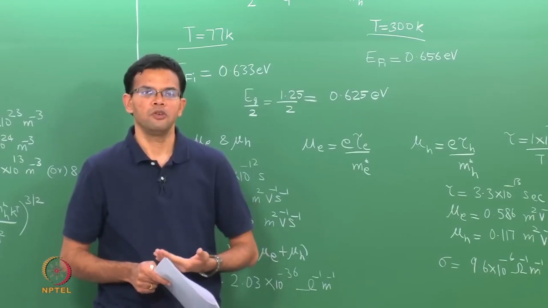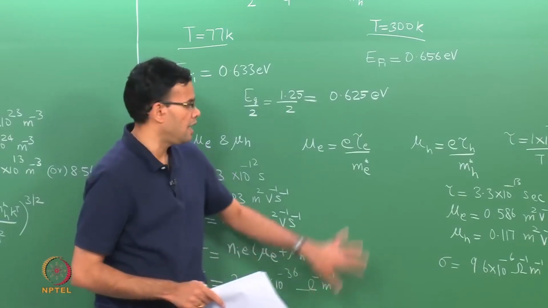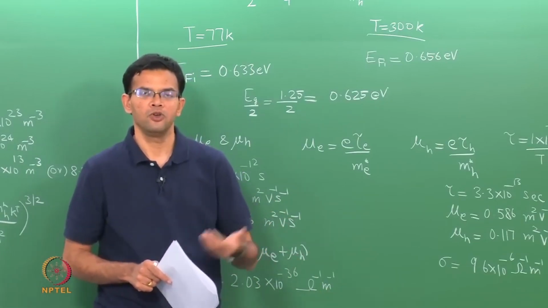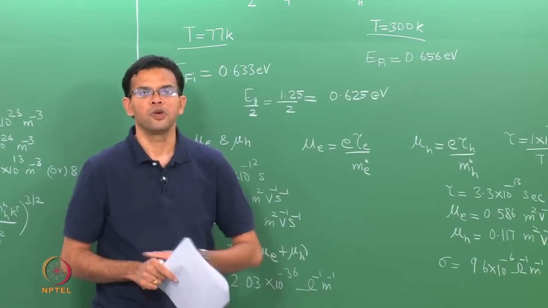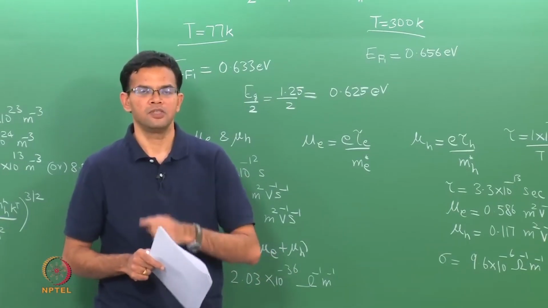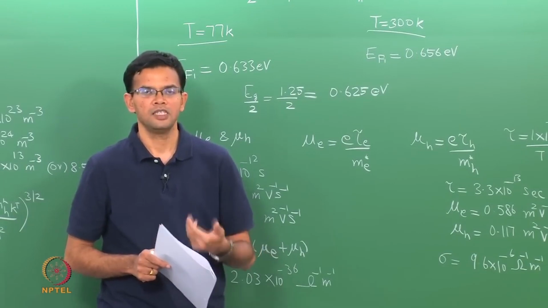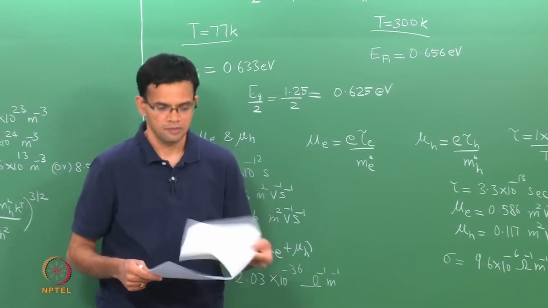So, that is something you can always work out, you can take the same values, but change the value of Eg to 2 electron volts and do this question, and you can see the difference between 77 and 300 Kelvin. So, let us now move to question 3.